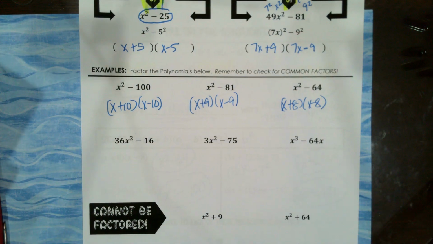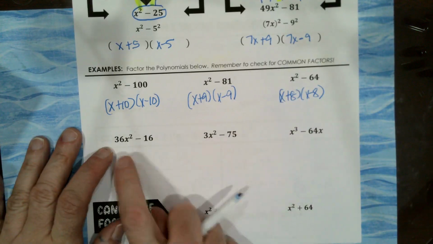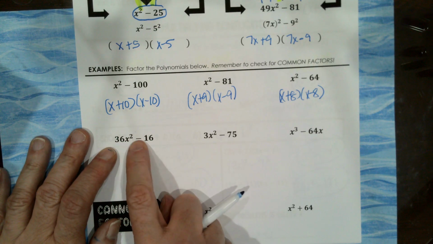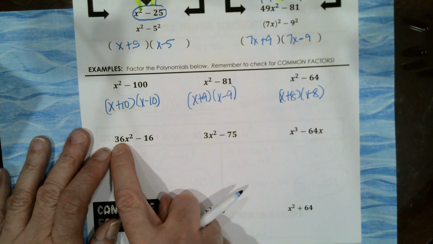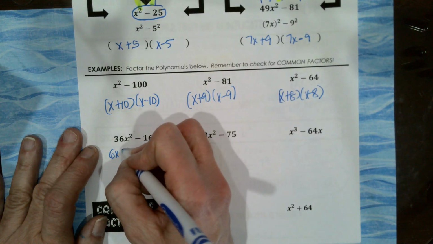Oh, maybe not. Okay. So let me keep talking then, because I just realized when I looked at them that maybe we shouldn't have you do them yet. All right. Now, perfect square, subtraction sign. I want to show you a caution. What's the square root of 36x squared? That's going to be 6x. The square root here is going to be 4.